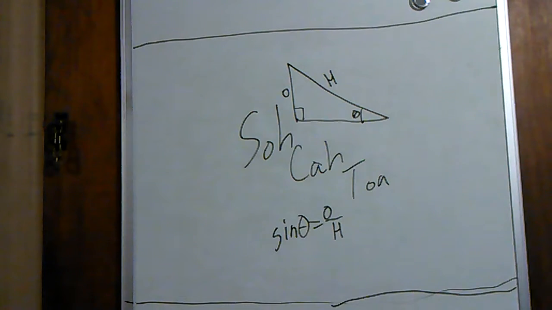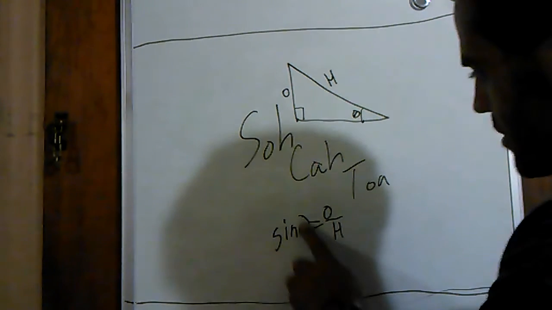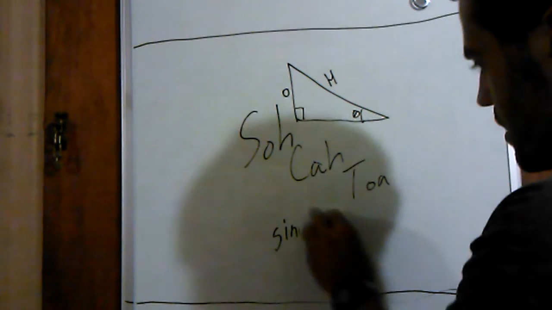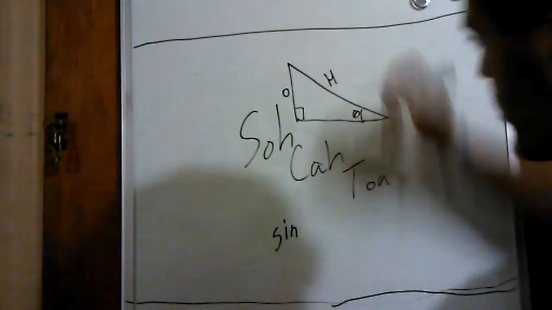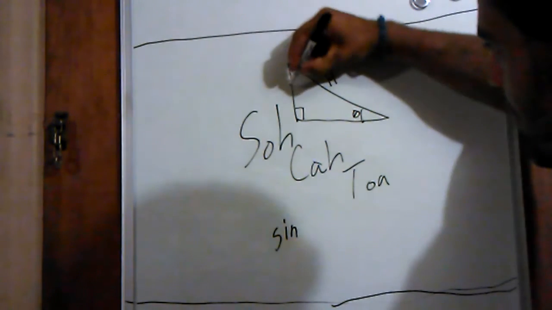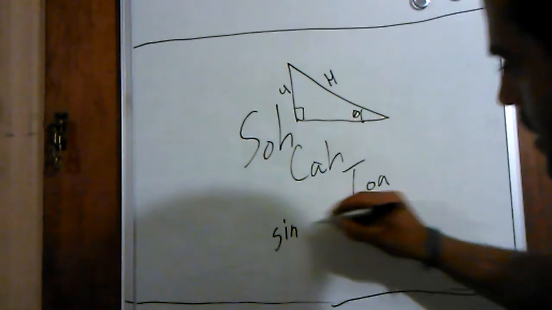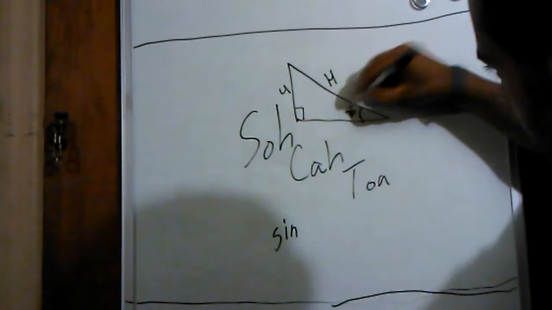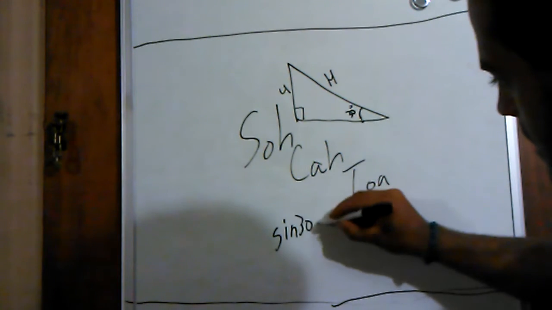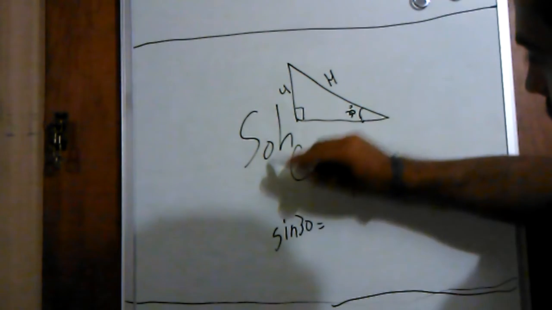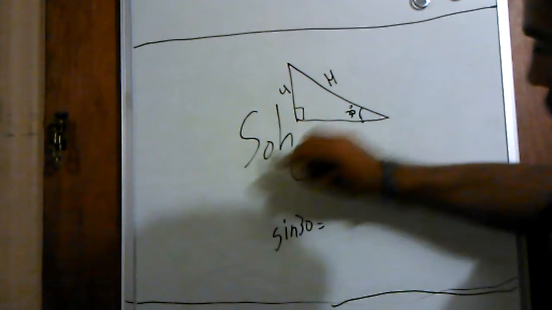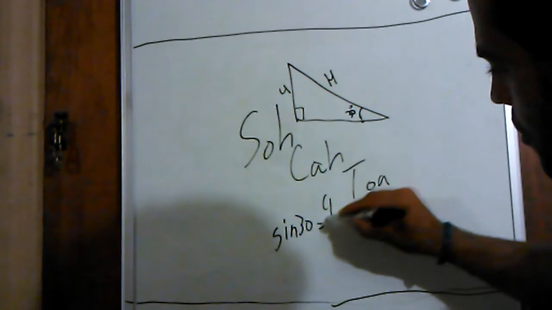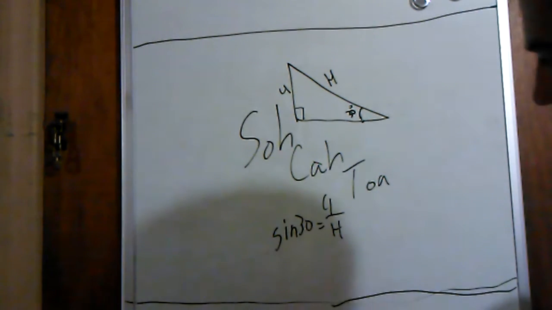All right, so let's say it was the sine of 30 degrees. Remember, that's what they asked us. They said, if this is 4, and that's 30 degrees, then the sine of 30 equals opposite over hypotenuse. 4 over hypotenuse. 4 over whatever the hypotenuse is.